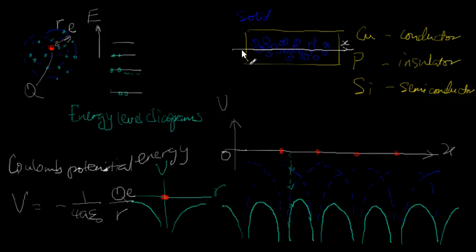So if an electron goes through the solid, that's pretty much what it will see, what it will experience in terms of its own potential energy. That's pretty much how its own potential energy would change.